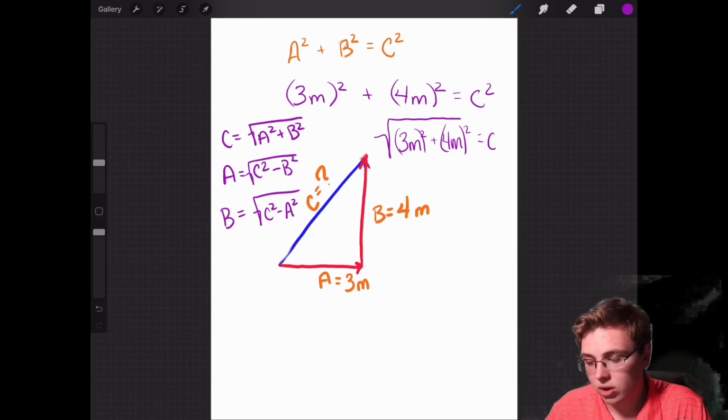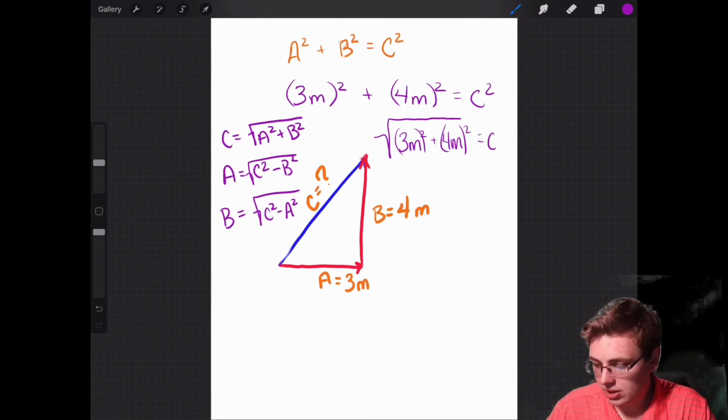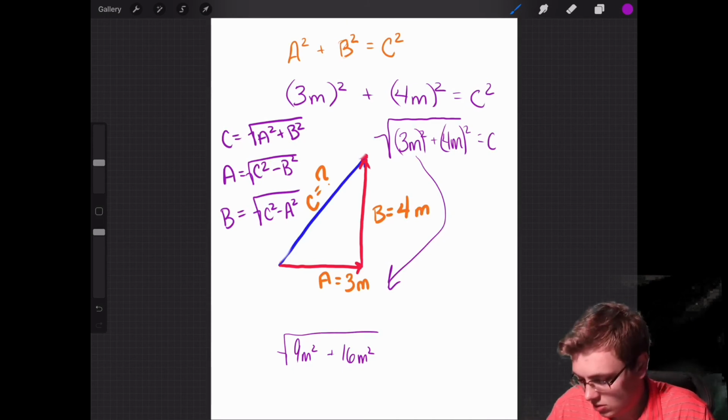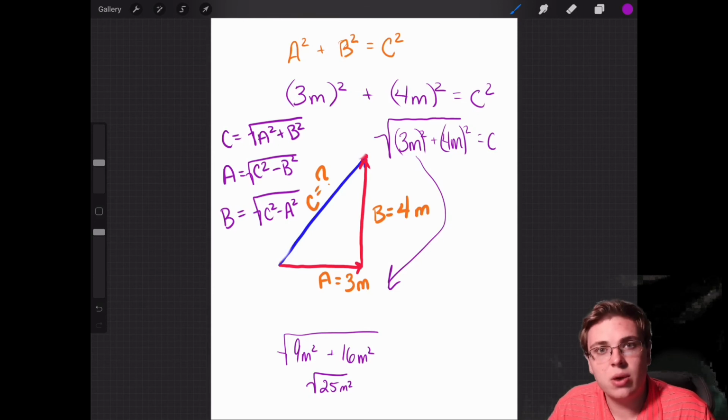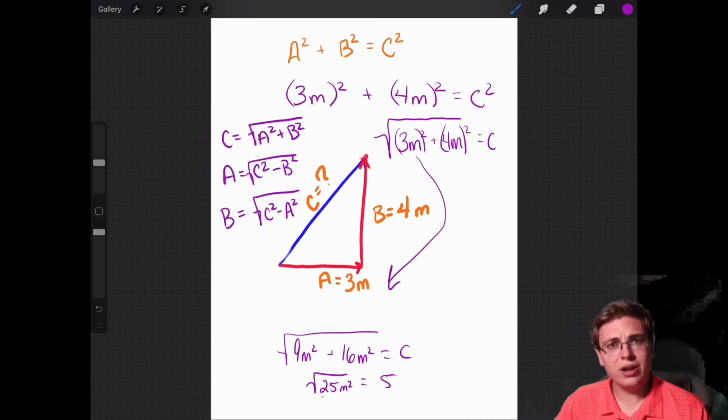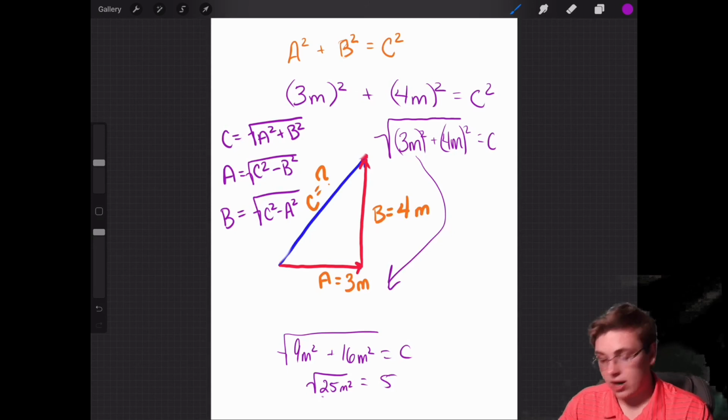But right now, we're looking for c. So let's just take this. I'm moving it down here, show my work. We have 9 meters squared plus 16 meters squared. What does that equal? Well, it equals the square root of 25 meters squared. Now I take the square root of 25. What do we get? We get 5. So our c is going to equal 5. 5 what? We had meters squared. We take the square root of something squared, we just get meters.